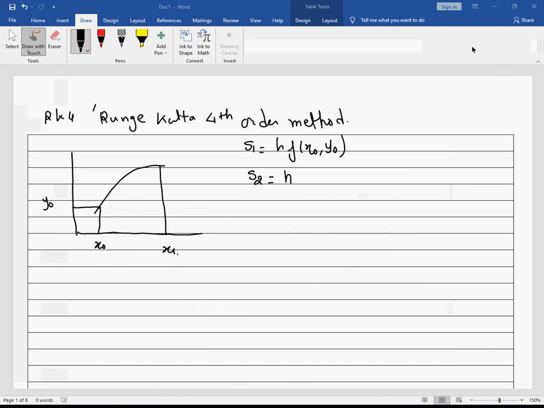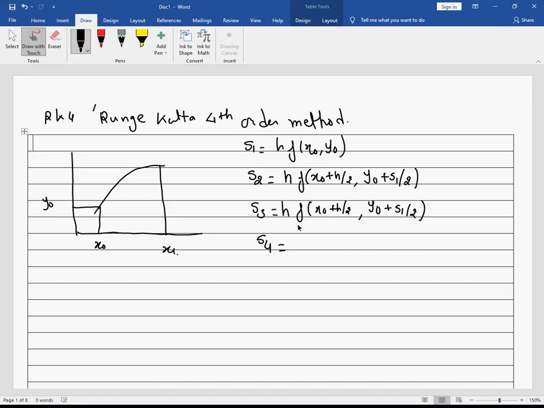Okay, so it's fine. The formula was the same, so I thought I'd double check the value formula. S2 is h into f of x0 plus h by 2, y0 plus s1 by 2. S3 will be h into f of x0 plus h by 2, y0 plus s2 by 2.